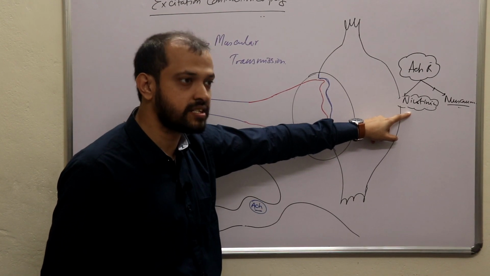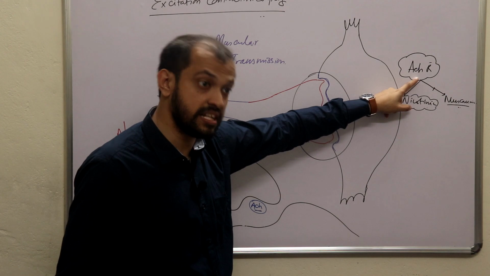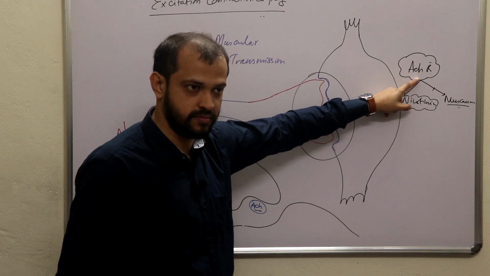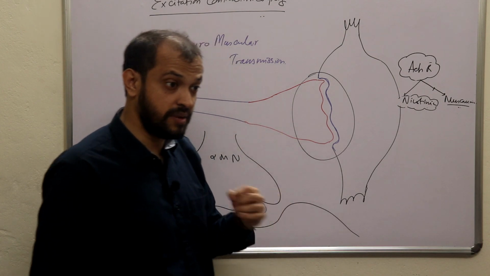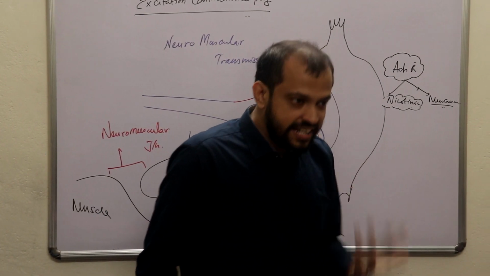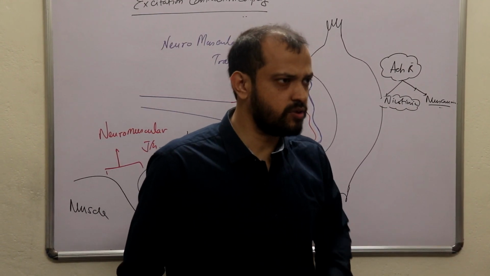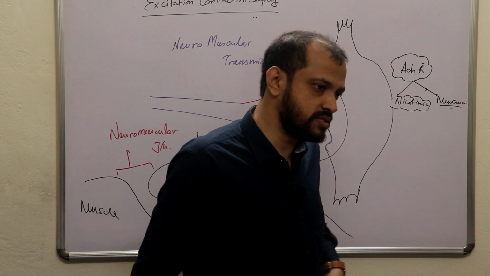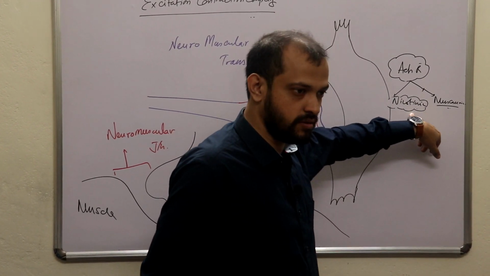We will have a detailed discussion on these acetylcholine receptors when we talk about pathology, as well as pharmacology. Why? Because there are many types of drugs which are parasympatholytic, parasympathomimetic. We'll talk about this later. Those drugs actually bind with these muscarinic and nicotinic receptors.